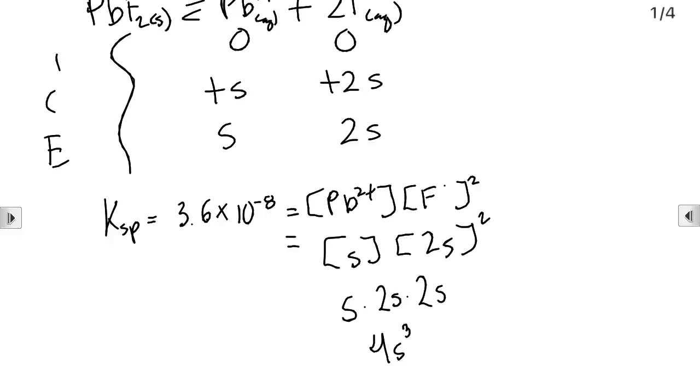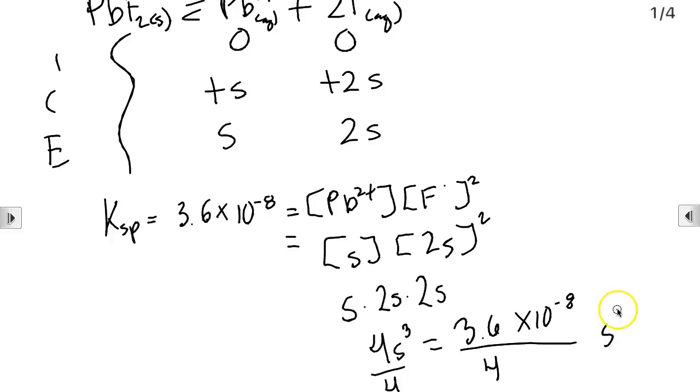S is the molar solubility. These numbers, whatever they are, these are things in brackets. These are moles per liter. That's molar solubility. And that's equal to 3.6 times 10 to the negative 8. I'm going to divide both sides by 4. So I'm going to get S cubed is equal to that. Then I'm going to take the cube root of both sides. And remember that taking the cube root is raising it to the 1/3 power. All right, so in my calculator, I take 3.6.